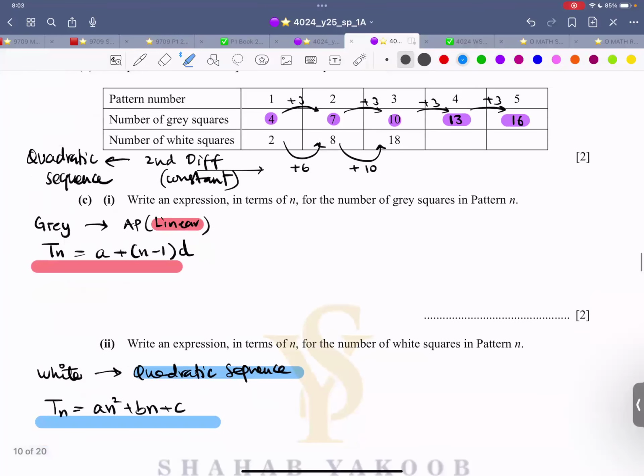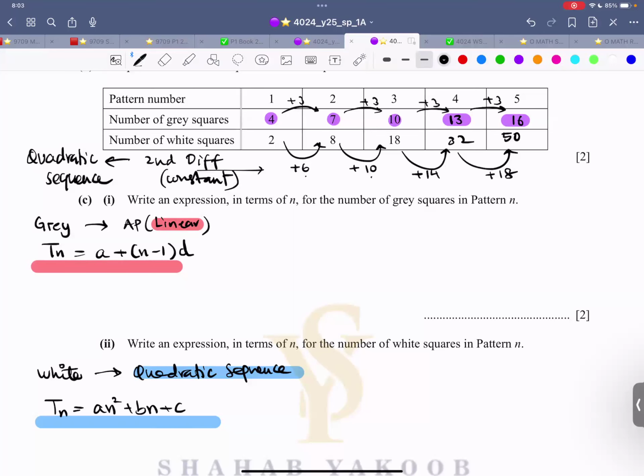Now, first of all, let me complete the pattern because that is necessary. There is a difference of 6. There is a difference of 10. The difference should be constant. It's increasing by 4. So this should be 14. And this should be 18. 18 plus 14, 22, 32. And 32 plus 18, how much is that?